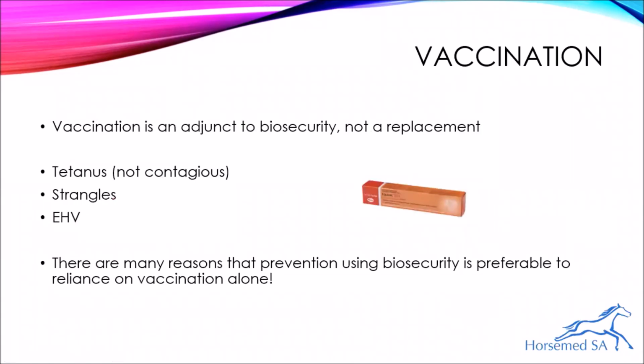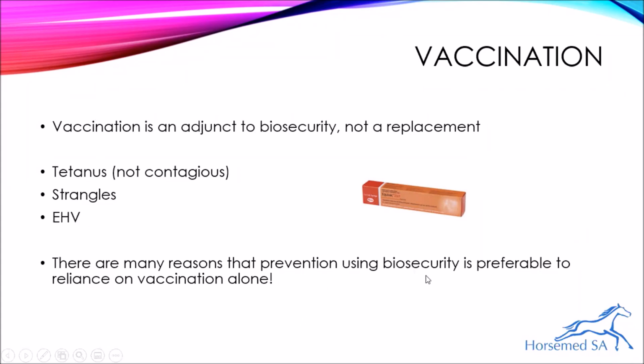Vaccination, I'll probably skip through this fairly quickly because it's perhaps not quite biosecurity. Well, it is really, but vaccination is an adjunct to biosecurity, not a replacement. What should you be vaccinating your horses for? 100% tetanus, although it's not really relevant to this presentation because it's not contagious. Strangles, definitely if your horse leaves the property or is on a property where other horses leave. And then equine herpes virus, we talked about that before.